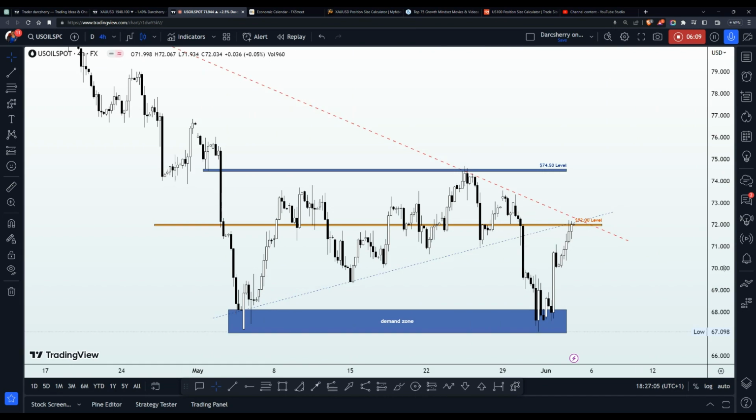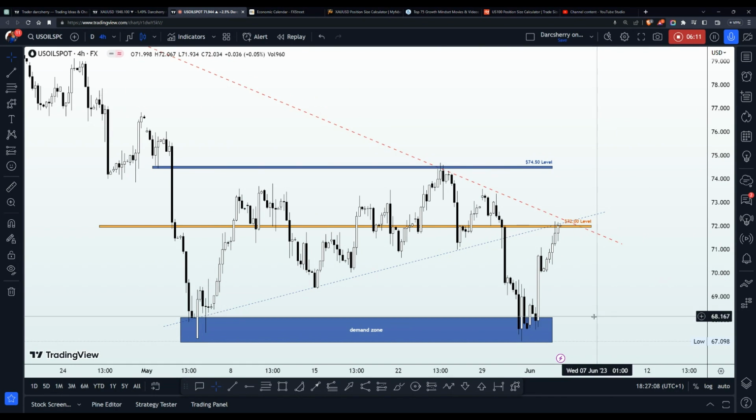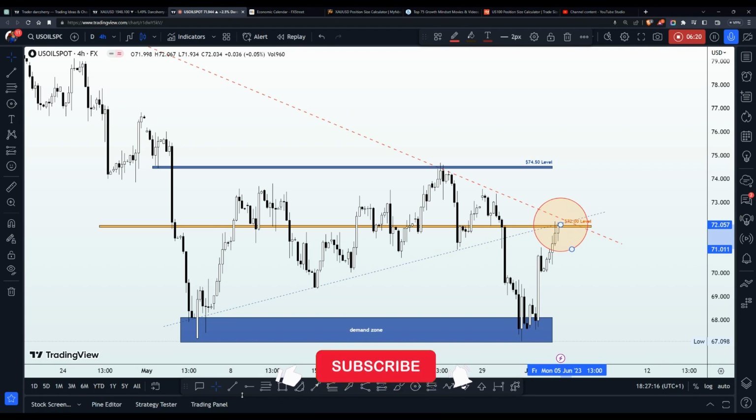And one interesting thing about this key level is that it shares a sweet spot with both the bearish trend line and the bullish trend line that was broken during last week's trading session.